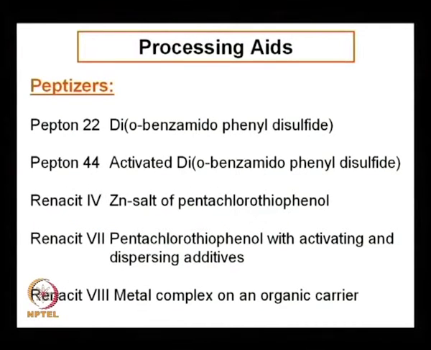Processing aids, peptizers. While going to incorporate these particular additives in rubbers, we need to decrease the viscosity of the raw polymer. Say for example, if the Mooney viscosity of the raw polymer, ML 1+4 at 100 degree Celsius, is 50, then you cannot incorporate any of these additives. So, you have to bring down this Mooney viscosity from 50 to 35 or 40. For doing so, you have to apply some mechanical shear force.